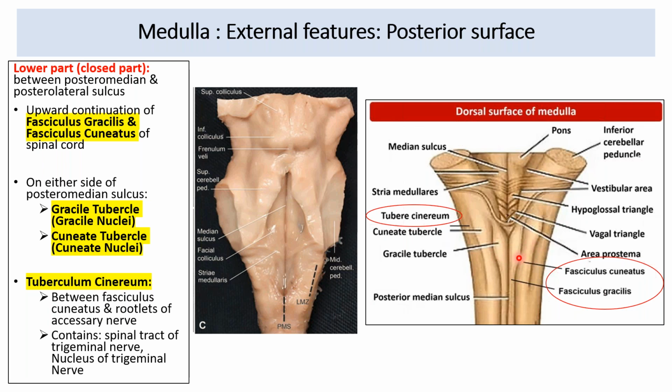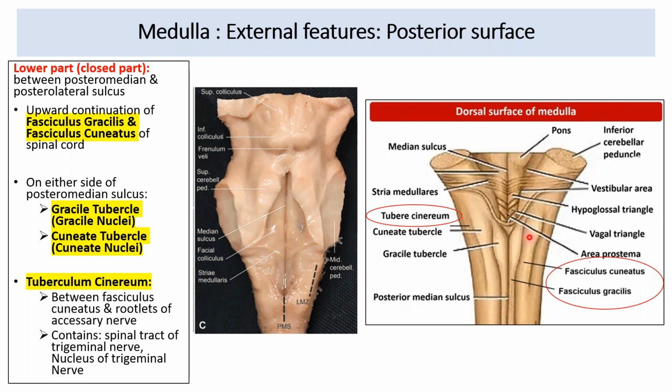Remember, when we were doing these tracts, at the level of the spinal cord and at the level of the medulla, we said that the tracts were ascending up. So you have to look for these fasciculi. Fasciculi means these tracts: fasciculus gracilis in the medial plane and fasciculus cuneatus in the lateral plane. They are ascending up from the spinal cord till the lower part of the medulla. Then we said that the fibers of the fasciculus gracilis and cuneatus were ending in the gracile nuclei and the cuneate nuclei. So where is the location of the gracile and cuneate nuclei?